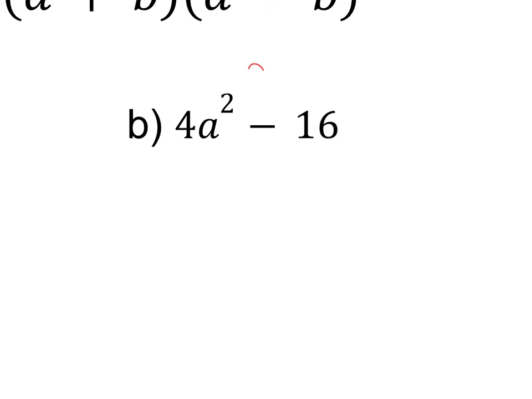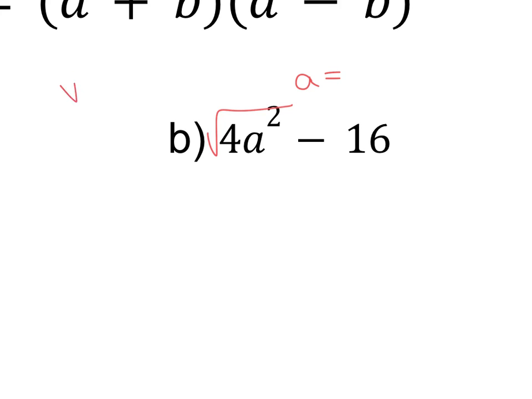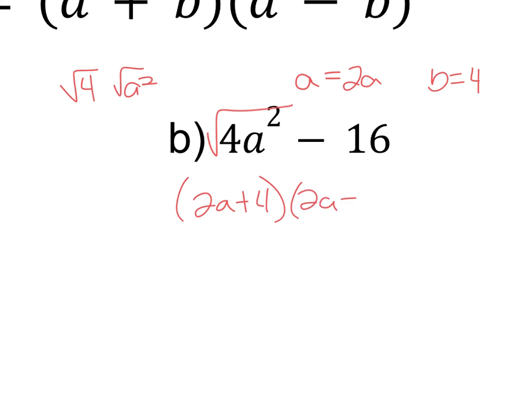This one, 4a squared minus 16. So this is getting a little different. The a, what would be the square root of that? Well, remember you can break that apart into the square root of 4 and the square root of a squared. So that would be just 2a. And b, the square root of 16 is 4. So this would be 2a plus 4 and then 2a minus 4.